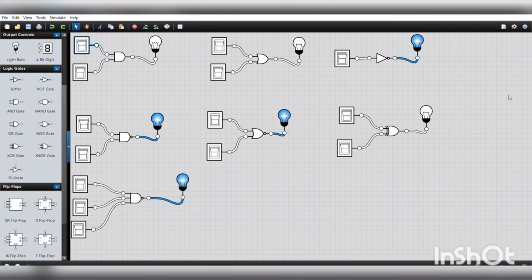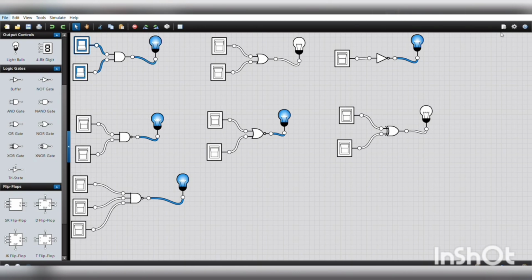At first I have implemented the AND gate, and for the AND gate, the output is high when both the inputs are high, and the output is low when any one of the inputs is low. So as per the truth table, when both the inputs are 0, your output is 0. When I give 0 and 1 as the input, the output is still 0. When I give 1 and 0 as the input, the output is still 0. And finally, when I give the inputs as 1 and 1, your light bulb glows. That is, your output is 1.